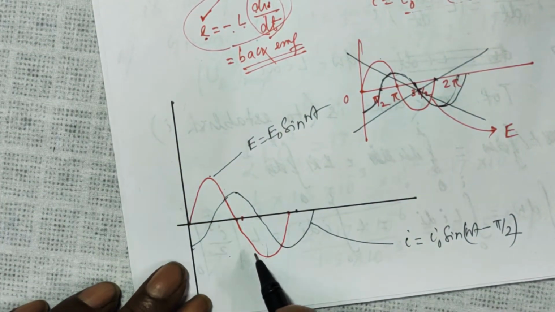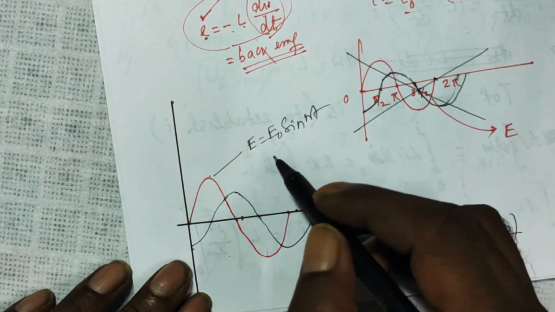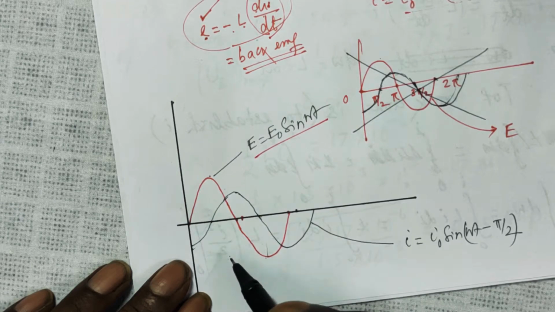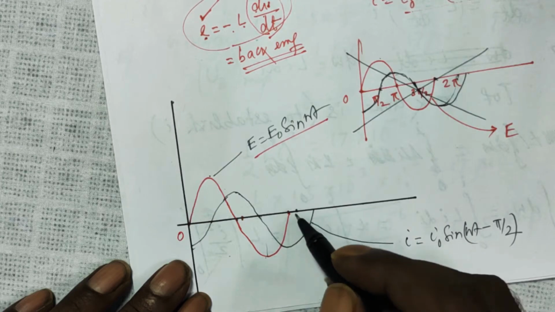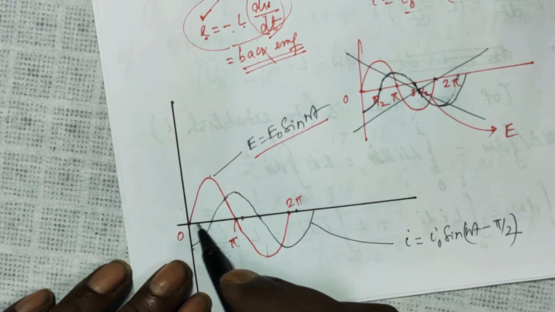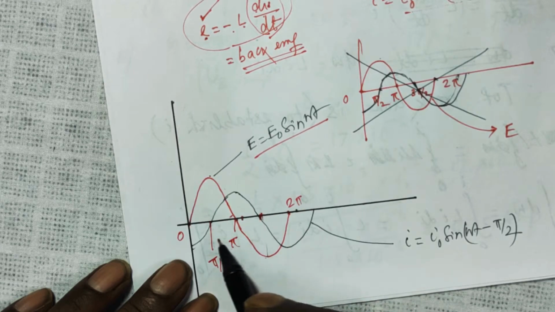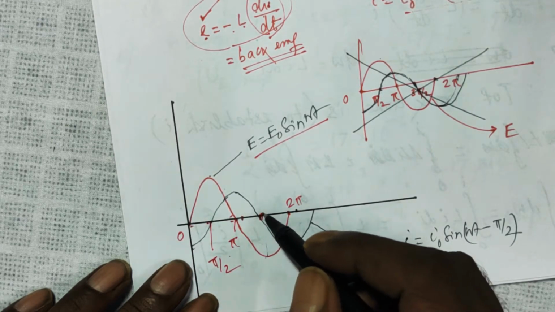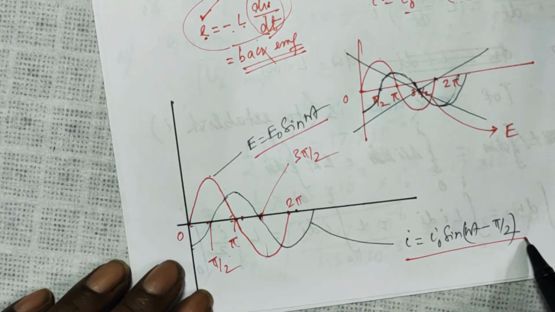Now look at this diagram. This red one indicates the alternating voltage E equals E naught sin omega t. This point is 0. Now this is equal to your 2 pi. Half of that here is equal to pi. Half of this is pi by 2. This is pi by 2, pi by 2, pi by 2. This is your 3 pi by 2. Now this black line is the alternating current I equals I naught sin of omega t minus pi by 2.